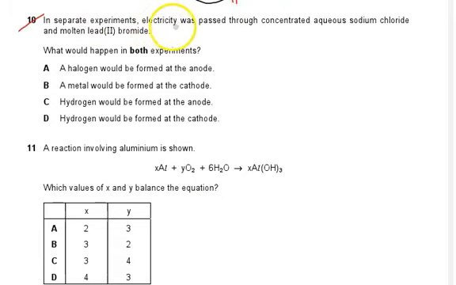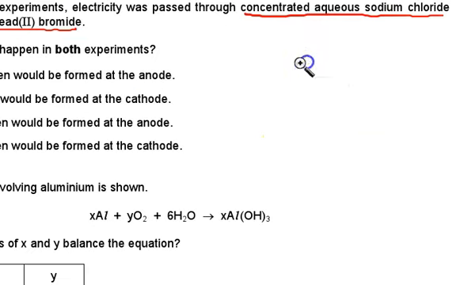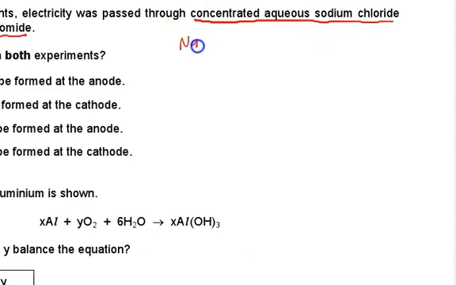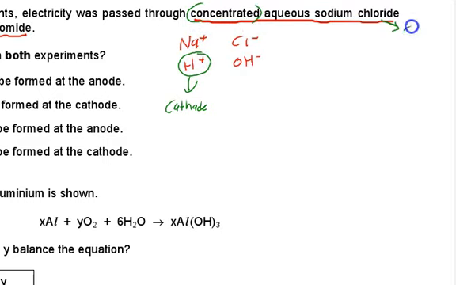In a separate experiment, electricity was passed through concentrated aqueous sodium chloride and molten lead bromide. What happened over here is, let me zoom this and I'll explain. When we have concentrated sodium chloride, let me separate this into ions. We have sodium, chlorine, hydroxide, and also hydrogen. The one that will be discharged at the cathode side is hydrogen. Since it is concentrated, it will affect only the anode side. So it is not hydroxide, but chlorine. So this is at the anode.